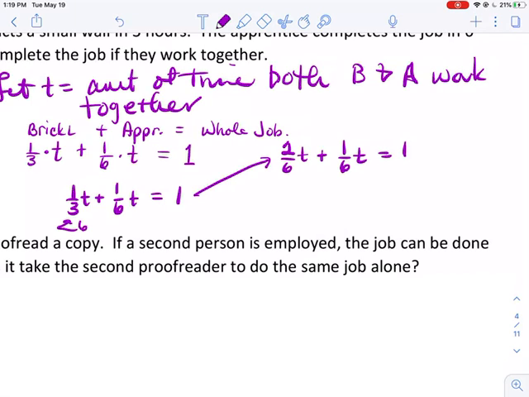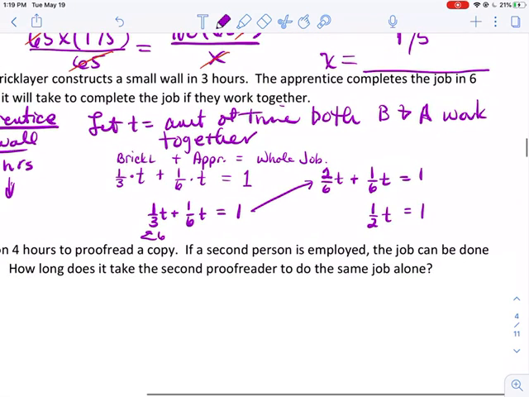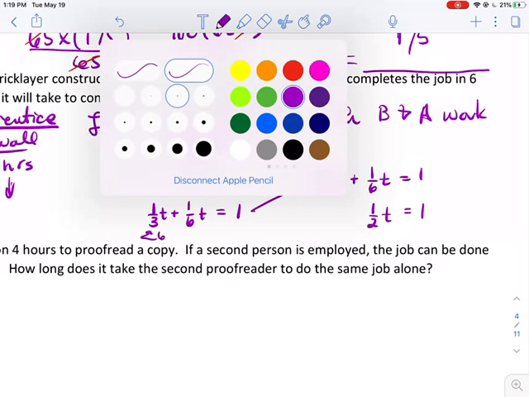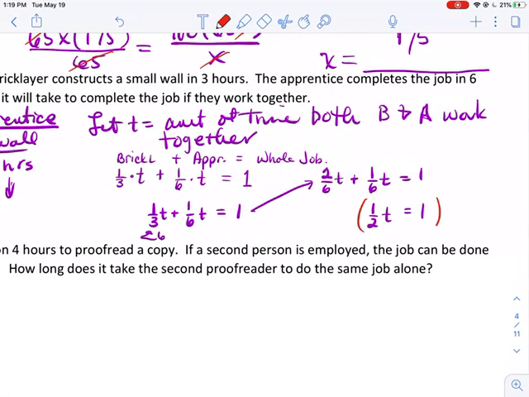Then I can add those together. 2/6 plus 1/6 is 3/6, or 1/2 T is equal to 1. And to find T, and T would be in hours, I'm just going to multiply both sides of the equation by 2. And that would give me T is equal to 2 hours.